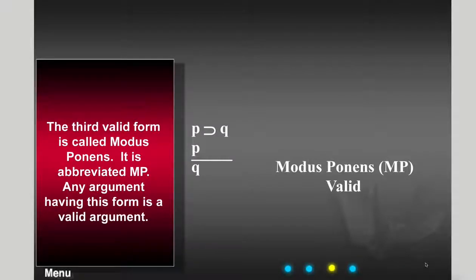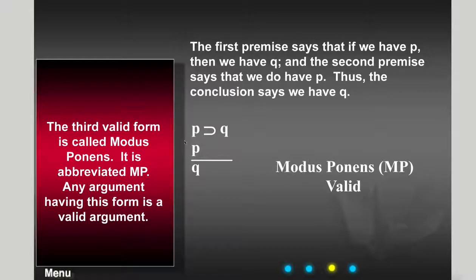Okay. So the third valid form is called modus ponens. If P then Q, P, therefore Q. If this is true and this is true, this has to be true. Because we know that the one place on the truth table that isn't true is when P is true and Q is false. When we're told P is true, therefore Q has to be true. That is a line on the truth table. It's always valid.